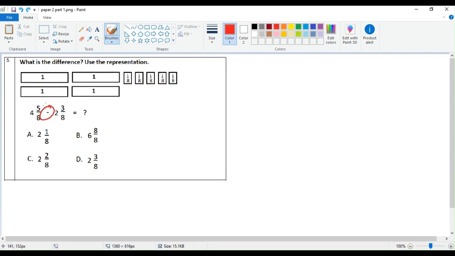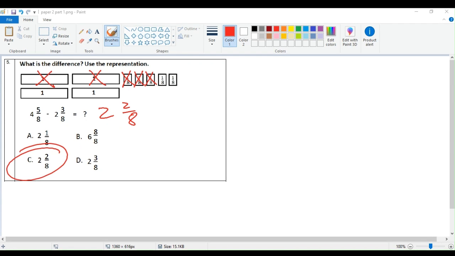We're going to minus 2, so we can take away 2 whole ones. 3 eighths, so we can take away 1, 2, 3 eighths. What do we see remaining? We've got 2 there, and we've got 2 eighths there. 2 and 2 eighths, which is C.